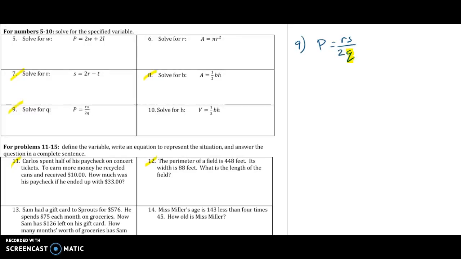Number 9, we want q. I want to get this on top. I'm going to multiply both sides by 2q. 2qp equals rs. I only want this, so to get rid of the 2 and the p, I'm going to divide it.